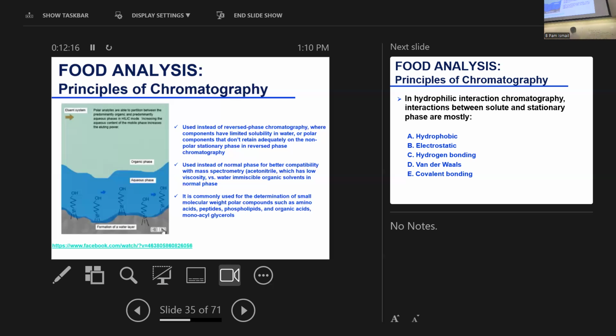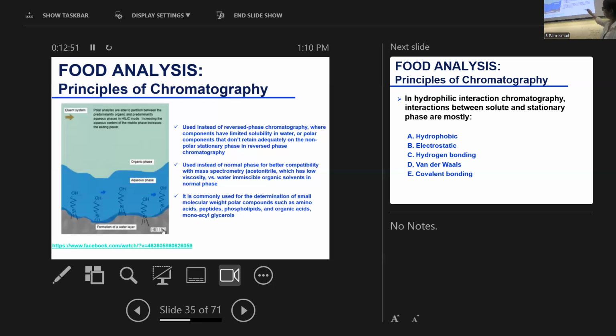So it can replace reverse phase when your solutes are not soluble in water or when they don't have good interaction with your column. It replaces normal phase when you need to add mass spec and you need that miscible with water solvent that is less viscous. So that's when HILIC plays a good role. It's kind of like the balance, and it replaces both normal phase and reverse phase. So that's when we use HILIC.